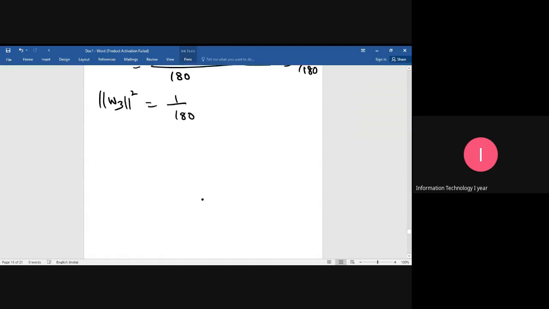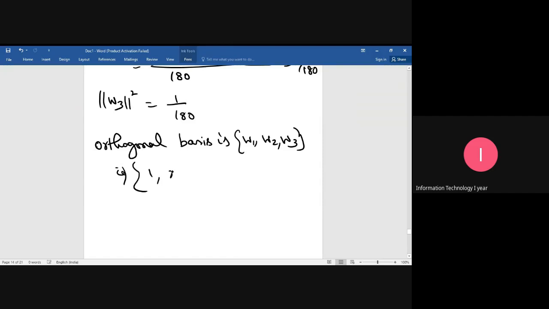The conclusion is: the orthogonal basis is, so what is that? W1, W2, W3. Write all these answers. So W1 is actually 1. W2 we calculated, x minus 1 by 2. W3 answer is x square minus x plus 1 by 6. So this is the orthogonal basis.